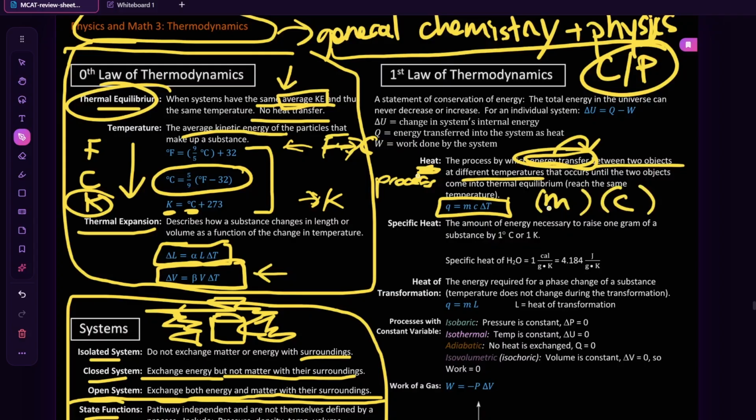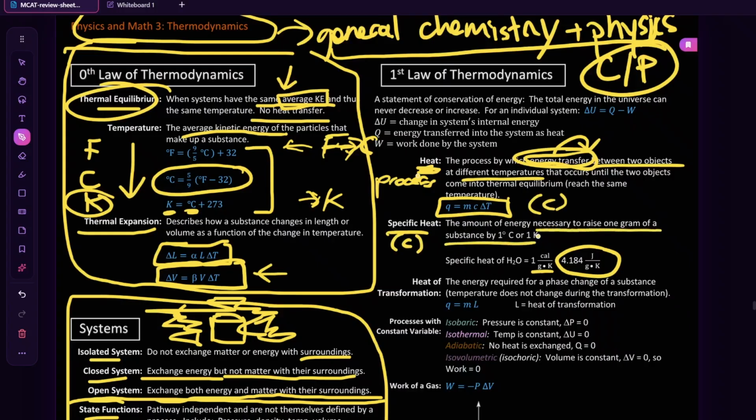C is a specific heat, which is going to be explained down here. Specific heat of water is always 1 cal/g·K, or 4.18 J/g·K. So specific heat, which is C in this formula, is the amount of energy necessary to raise 1 gram of a substance by 1 degree Celsius or 1 K. So this is the specific heat of water, which might show up.